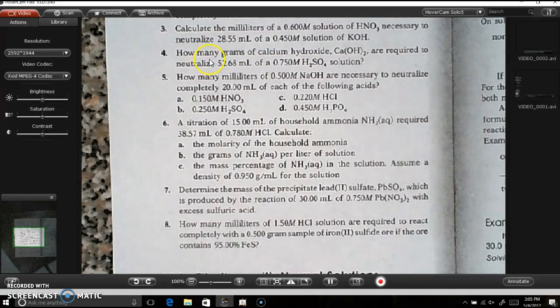Number 4 right here. It says, how many grams of calcium hydroxide are required to neutralize 52.68 milliliters of 0.750 molar sulfuric acid, H2SO4. So remember, the first thing you want to do is start with your equation. So that's what I'll do, I'll get a blank sheet here. So let's get started. We want to solve for calcium hydroxide.